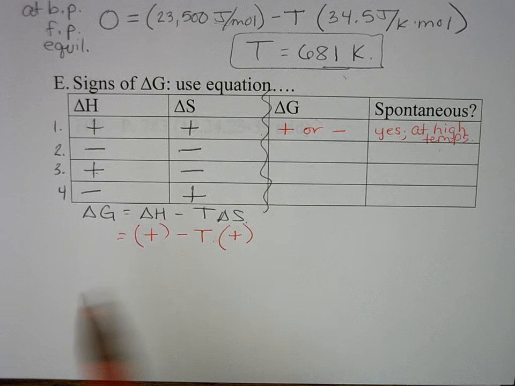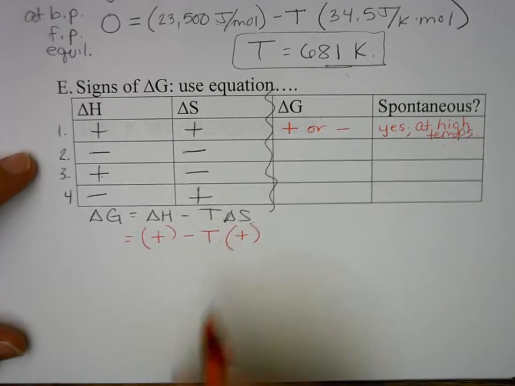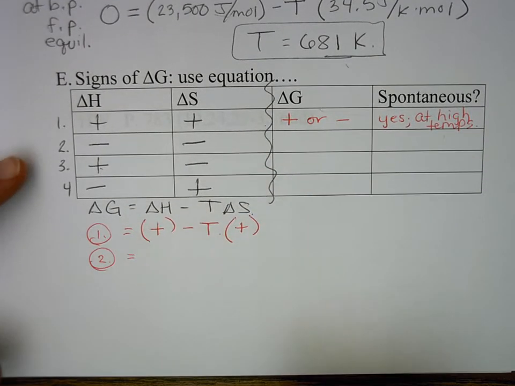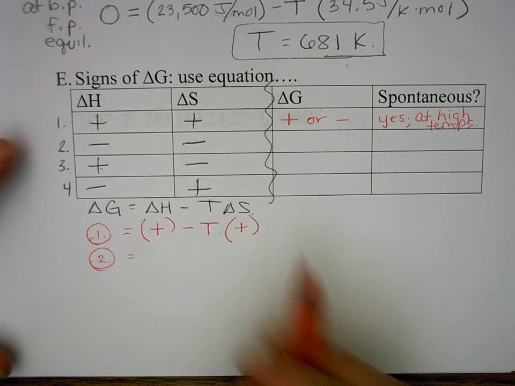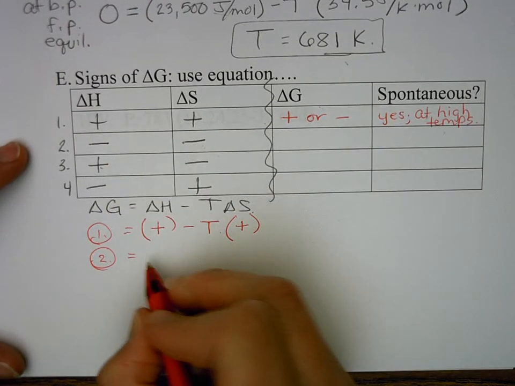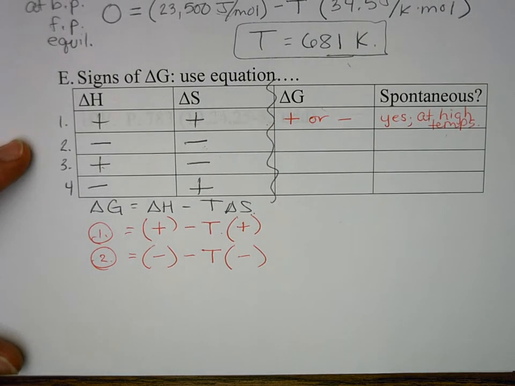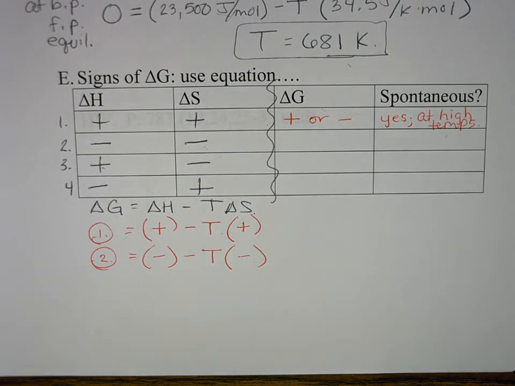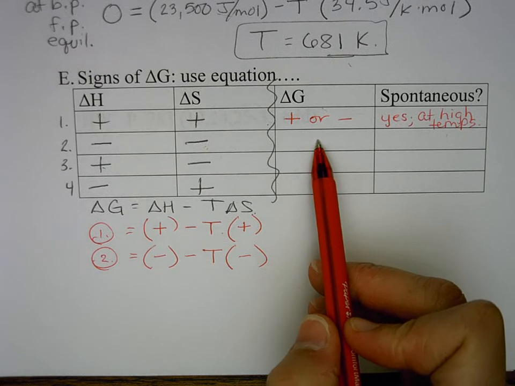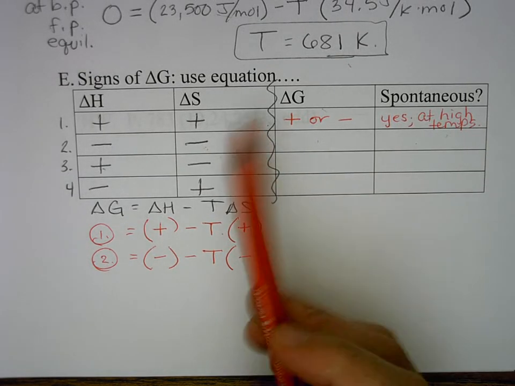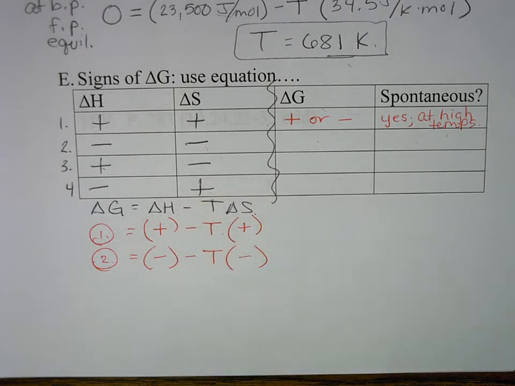Okay, so I'm going to have you guys fill out the rest of this chart at your tables real quick. Number 2 is probably the hardest one to think through because there's negatives all over the place. Both things are negative, so you have a negative minus temperature times a negative. I want you to talk about at your table, does that give you a positive answer, a negative answer, both? When is it spontaneous? And then I want you to do the same thing for number 3 and 4. Discuss it at your table and fill in the rest of that chart.